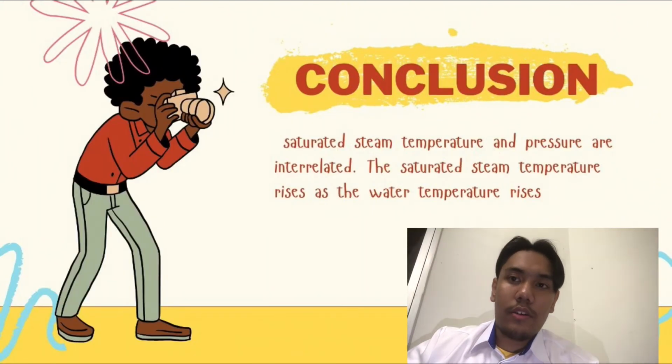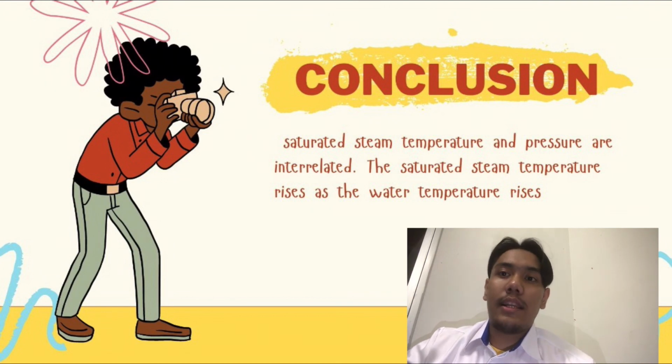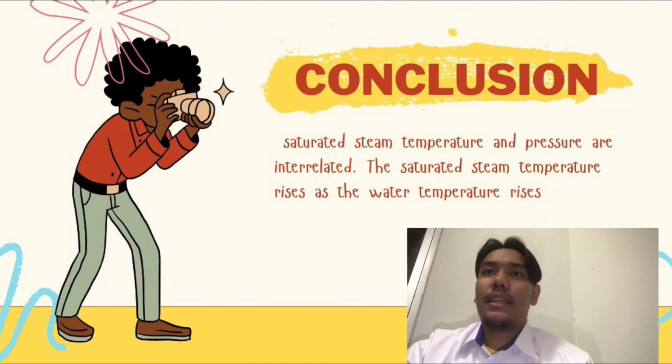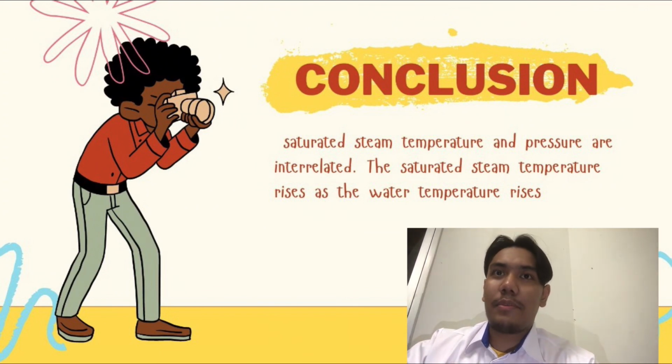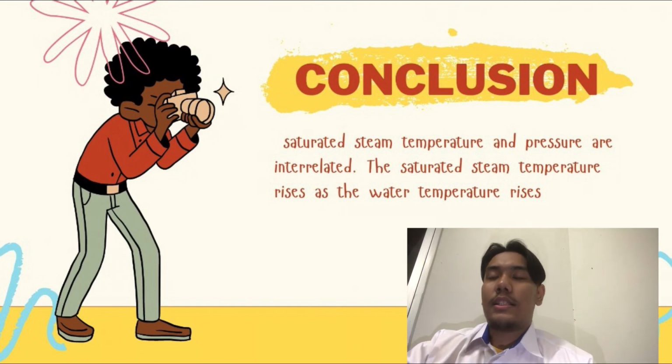The conclusion of this experiment: finally, the saturated steam temperature and pressure are interrelated. The saturated steam temperature rises as the water temperature rises, and the saturated steam temperature lowers as the pressure in the Marcet boiler decreases. The measured and estimated slopes are slightly different.